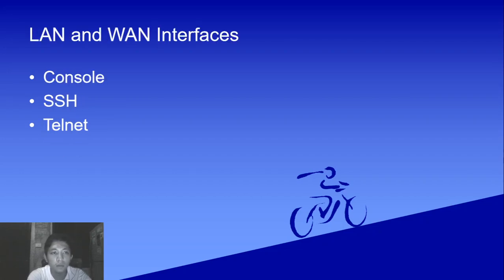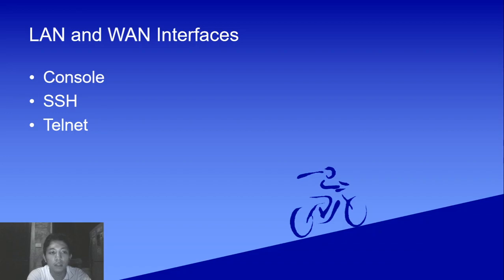So the next one will be the LAN and WAN interfaces. The connections on a Cisco router can be grouped into two categories: in-band router interfaces and the management port. Similar to Cisco switches, there are several ways to access user EXEC mode in the CLI environment of a Cisco router. The most common are the console, the secure shell or SSH, and Telnet.